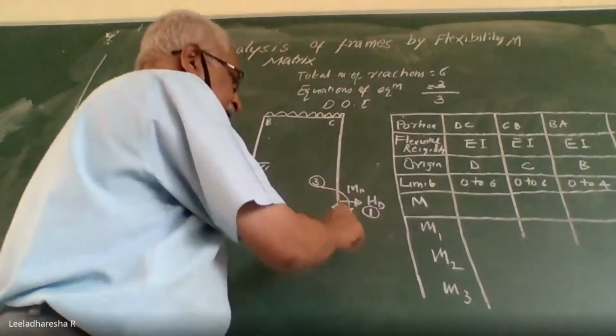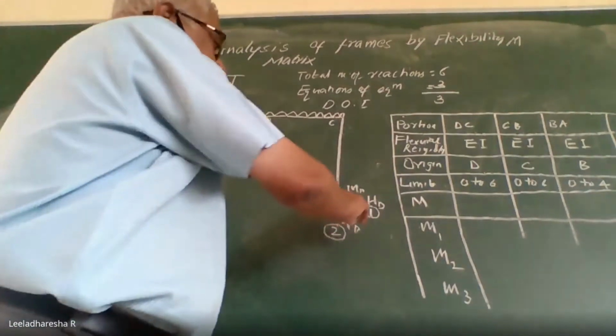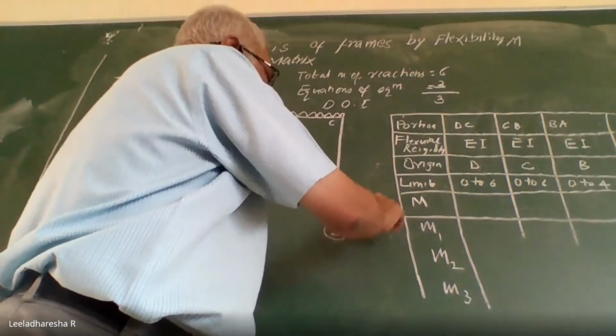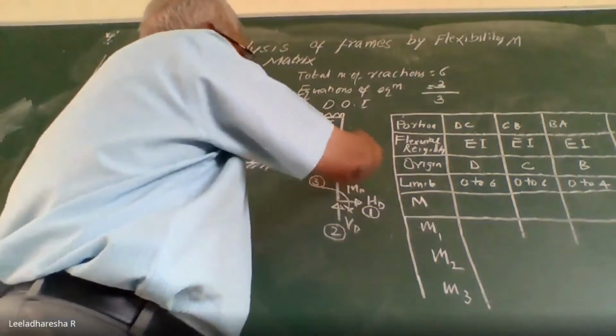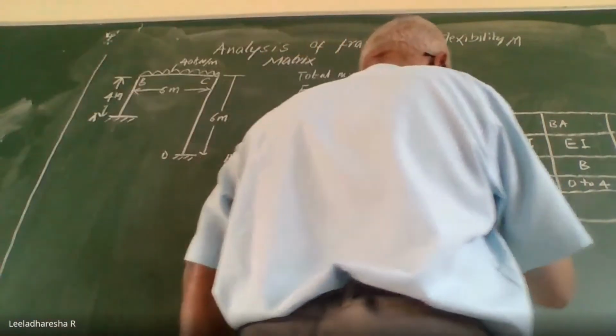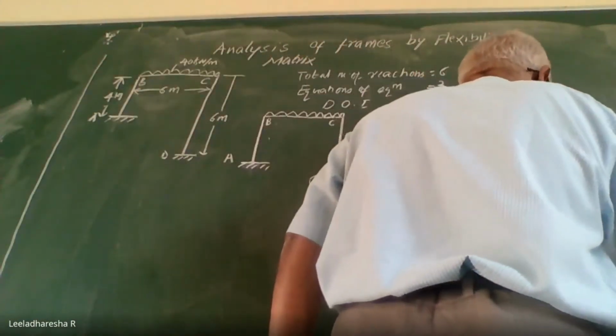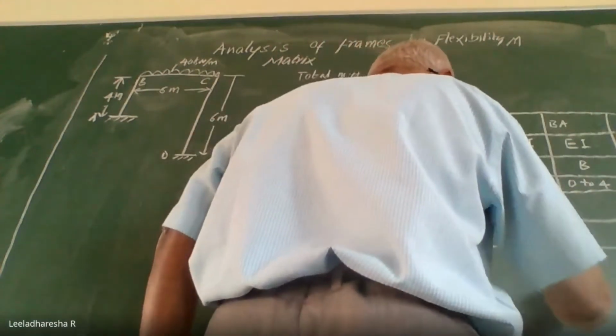Similarly, when I apply unit load in coordinate direction 1, I am going to apply only 1 kilonewton horizontal force HD, and then once again I am going to analyze the frame for the bending moment induced. So, these bending moments I am going to write in the column that is M1.